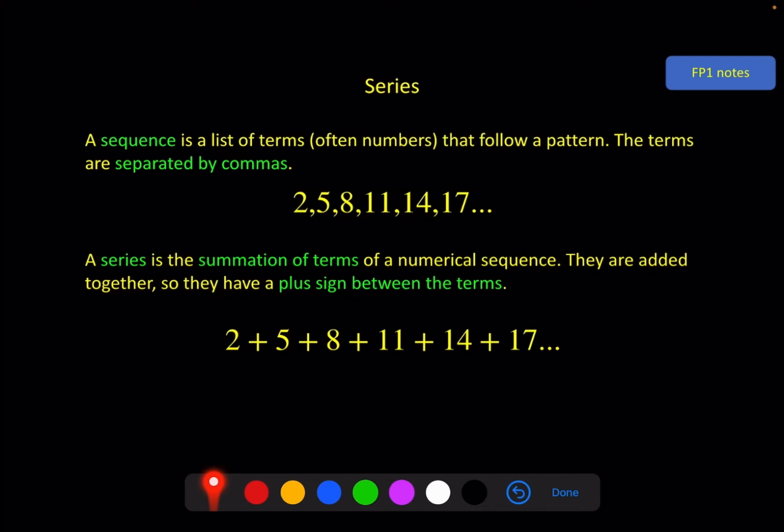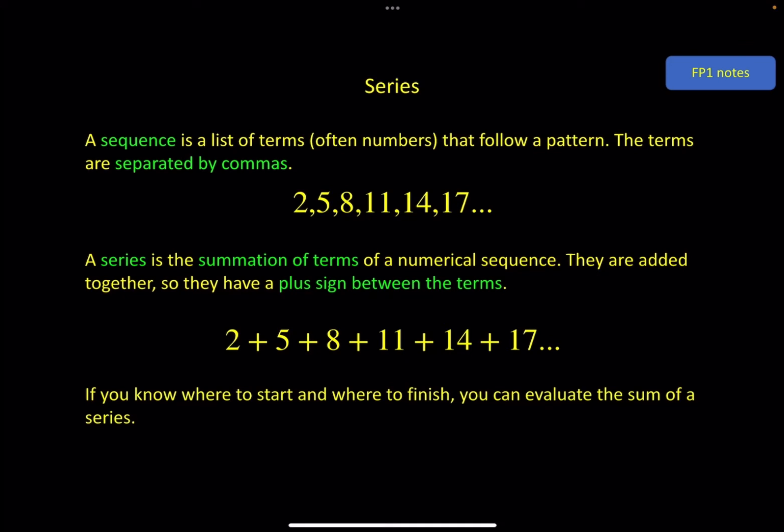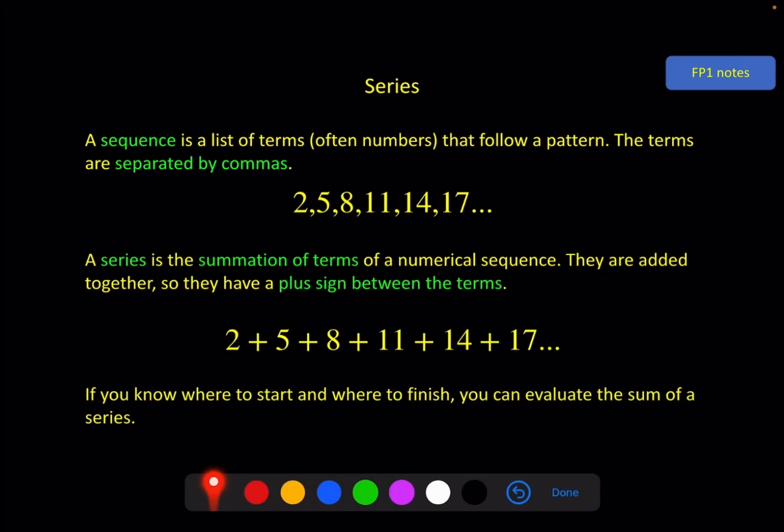But if we know a starting point and a finishing point in the series, then we can evaluate that to find a final numerical answer. For example, if we summed this from the first term to the third term, then we would get the answer 2 plus 5 plus 8, 15. So this is the sort of thing we're going to do, but we need to find a way of doing this without a lot of words and without a lot of horrible calculations.